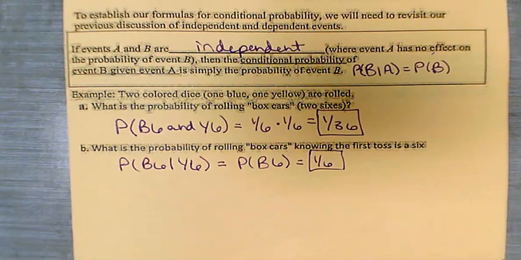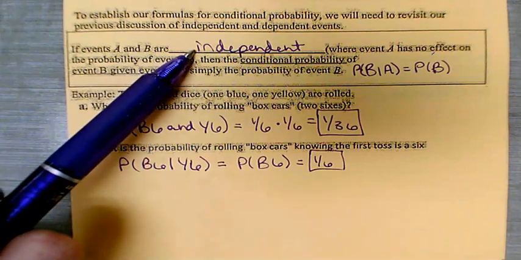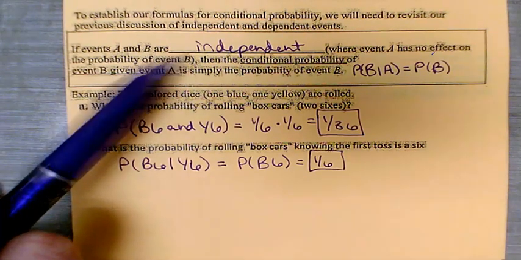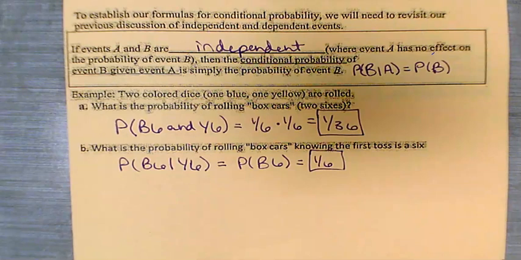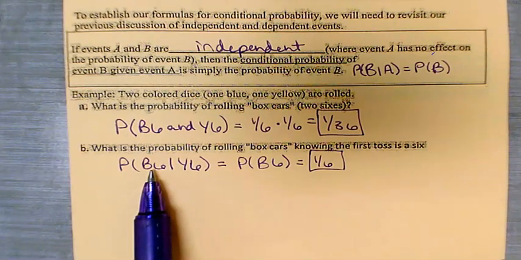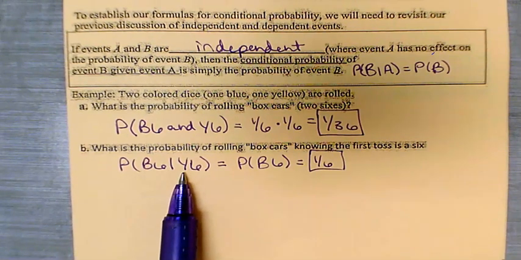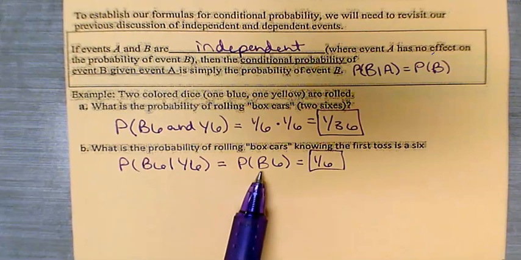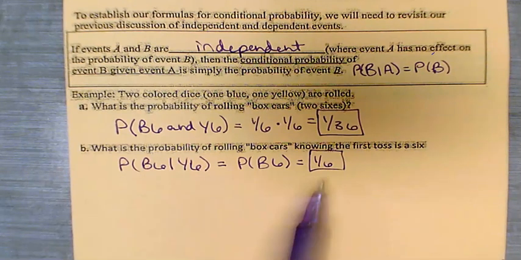But then I ask, what's the probability of rolling boxcars knowing that the first toss is a 6? Because these are independent events, rolling something on one die doesn't change the probability of rolling on the second die. Since that's the case, the probability of rolling a blue 6, given that you already rolled a yellow 6, is just the probability that you roll a blue 6, and that probability is slightly different than the one before because you have partial information. So that's why conditional probability sometimes changes your overall probability.